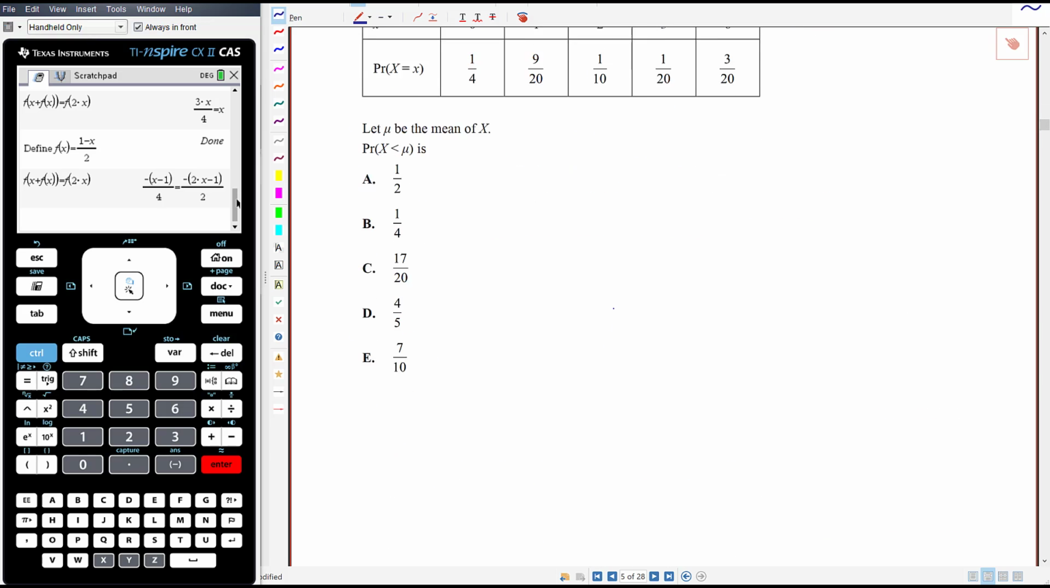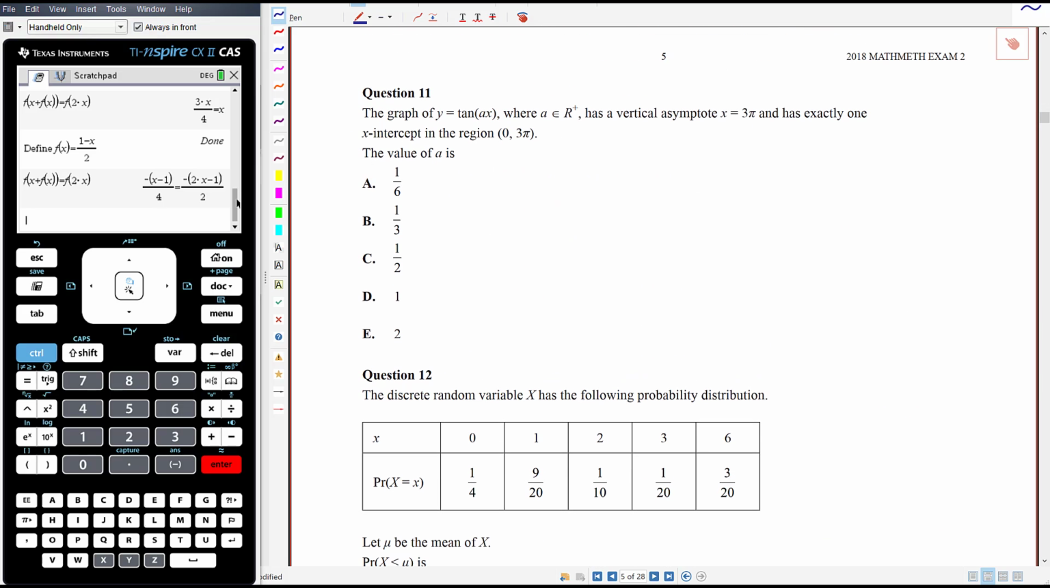Okay, question 11. The graph of y equals tan of ax, where a is a positive real number, has a vertical asymptote x equals 3 pi, and has exactly one x-intercept, sorry, in the region 0 to 3 pi. The value of a is.